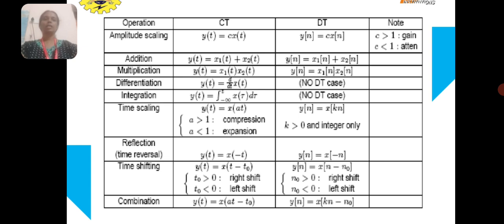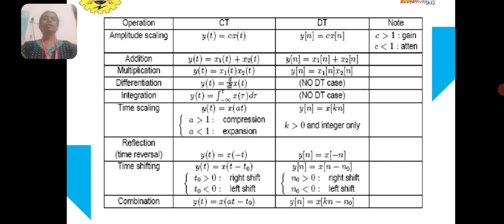Next is time scaling. As we did for amplitude scaling, the same concept applies here. Unlike the coefficient of x of t, here t has a coefficient, like y of t is equal to x of alpha t or beta t. This alpha represents the multiplicative factor. This alpha can be either less than 1 or greater than 1.